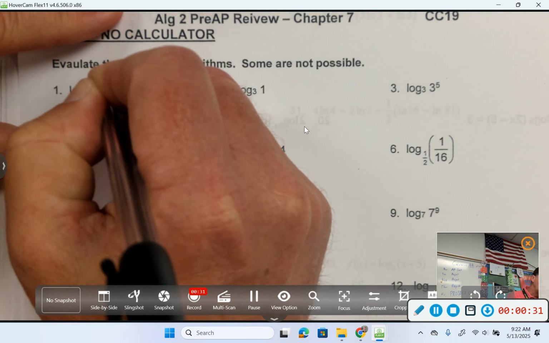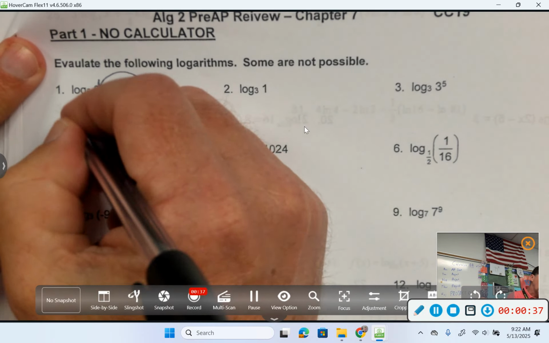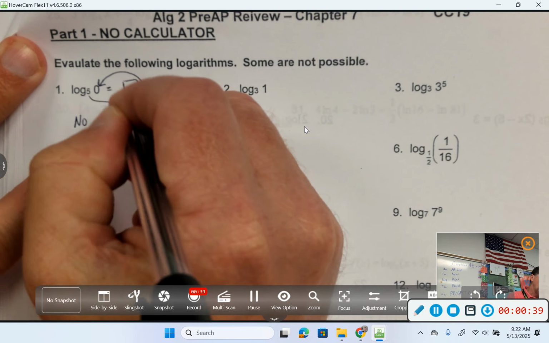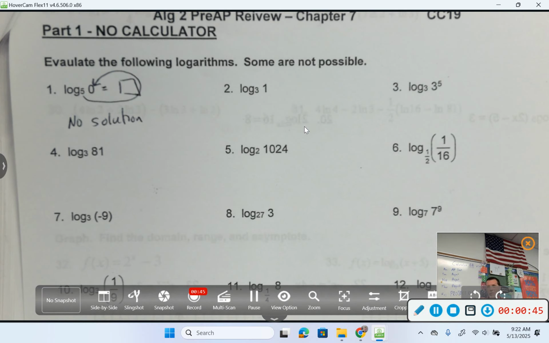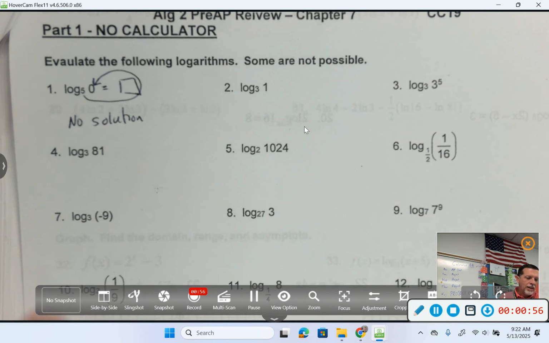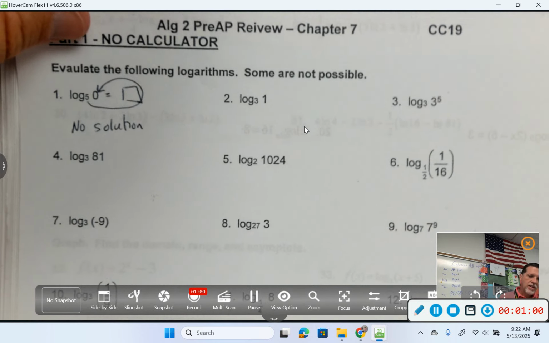5 to the something equals 0. What do you think? Undefined. That doesn't work. So, no solution. There's no way to get that answer. Okay, so just remember that no solution is an acceptable, viable, possible answer tomorrow and Thursday. So don't panic if that happens. Realize that it can happen. I mean, it's not going to happen a ton, but it's okay if it happens.